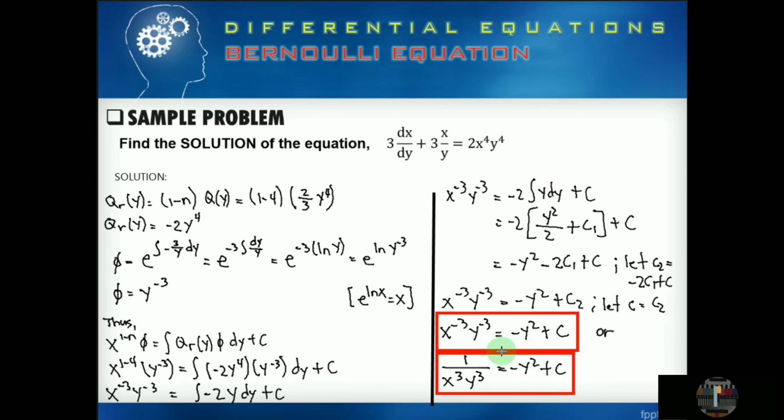So ganito lang kasimple yung Bernoulli equation. So I hope na meron kayong natutunan sa araw na to regarding this sample problem natin using this dx over dy na form, no. At saka I hope na nakakatulong ito sa inyo, for your upcoming mga board examination.